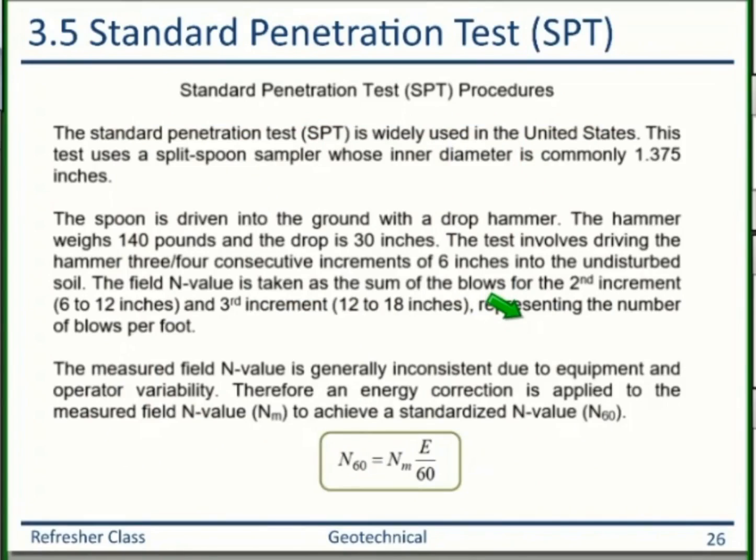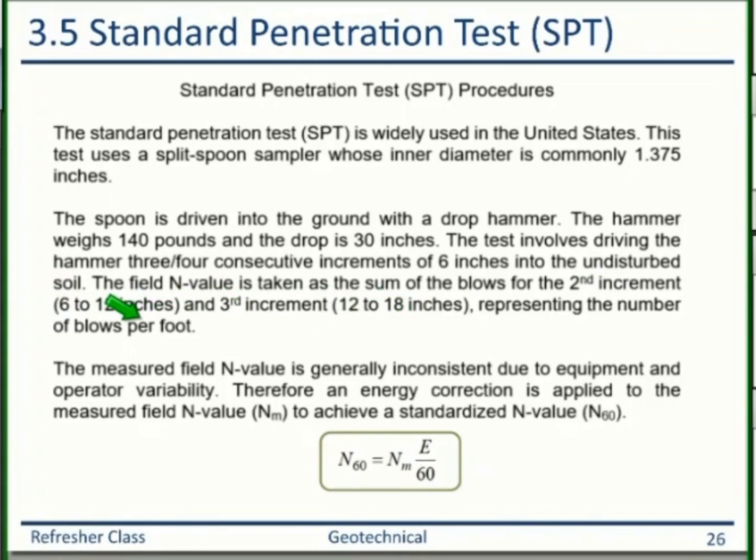Out of those tests, the standard penetration test is very popular and used in the United States most of the time for subsurface profiling. This test involves driving a split spoon with a 140-pound hammer dropping from a height of 30 inches, and it involves driving in 3 or 4 consecutive increments of 6 inches into the undisturbed soil. The field N value is always taken as the number of blows for the second increment and third increment. The second increment is from 6 to 12, the third increment is from 12 to 18. That represents the blows per foot. 6 inches plus 6 inches is 1 foot, right?